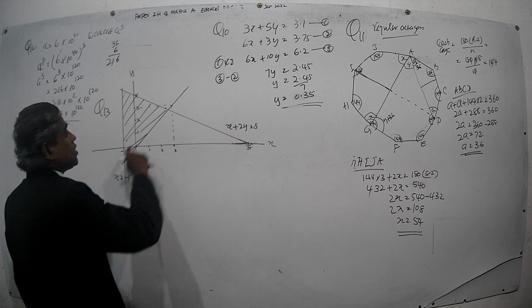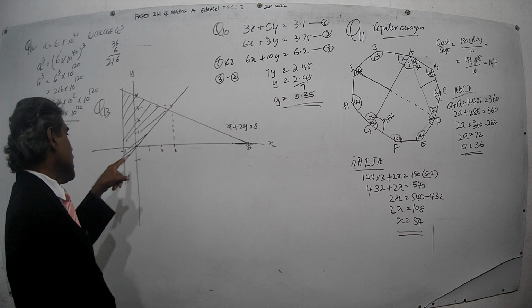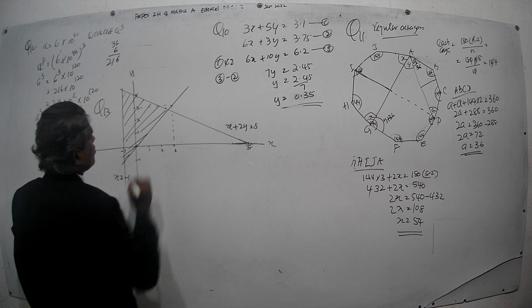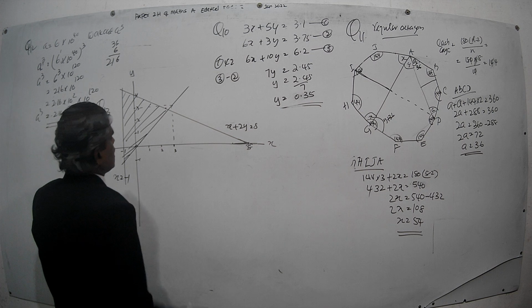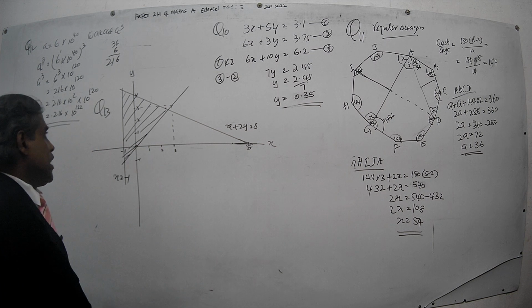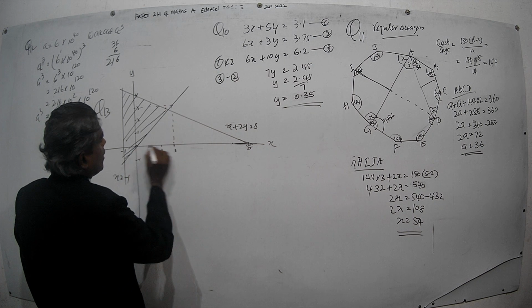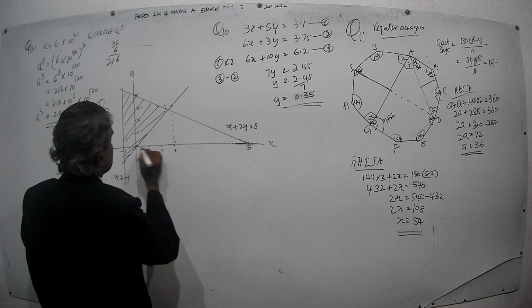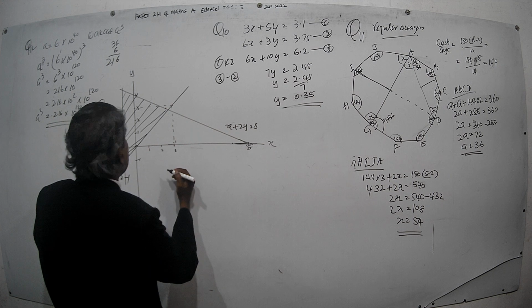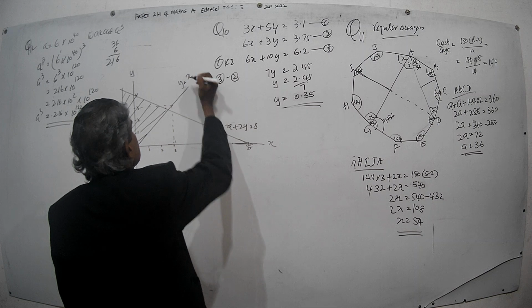Then we have to find this equation. This line passes through the origin, and therefore its intercept is 0. Then we have to find the gradient. Gradient is this length divided by this length. This length is 3. This length is also 3. Then gradient is 1. Therefore, the equation of this line is y equals x. Right.